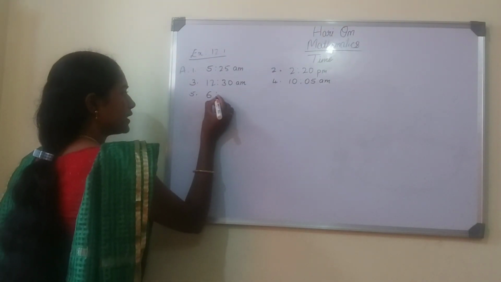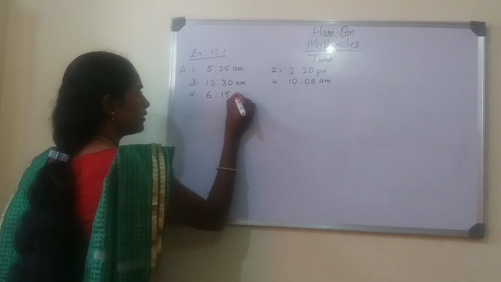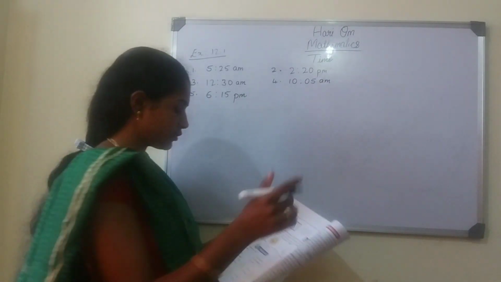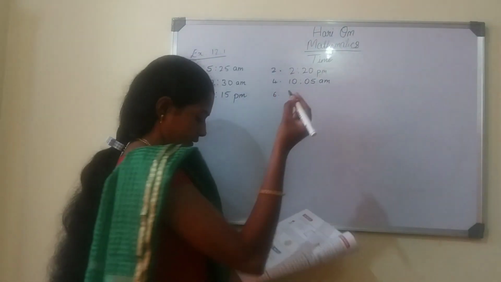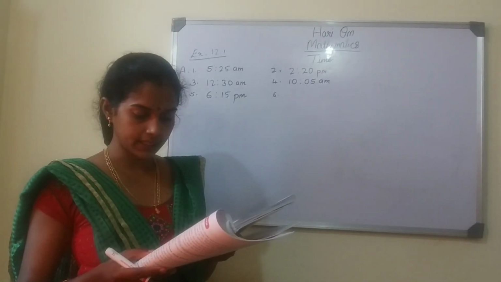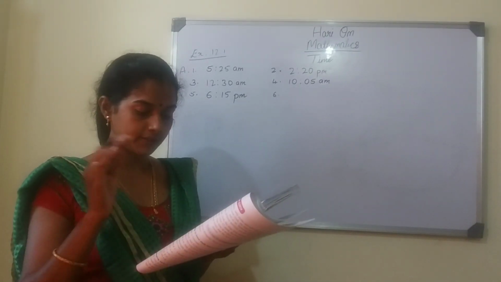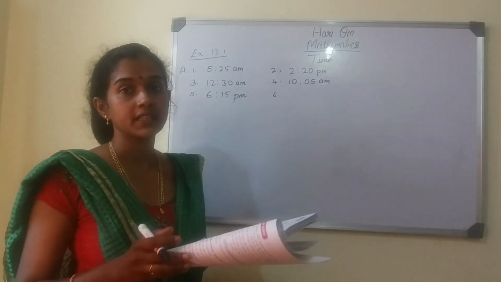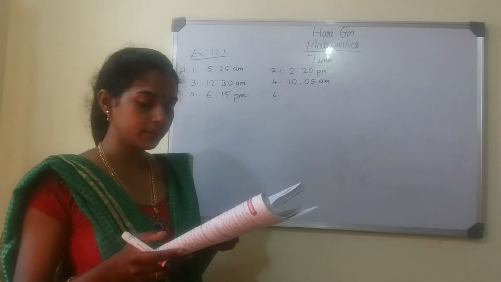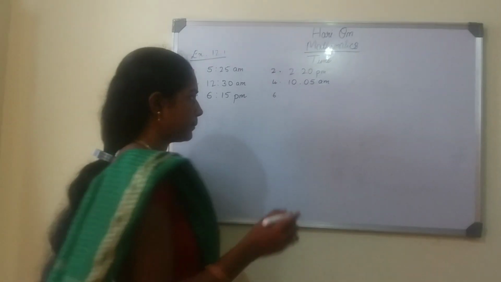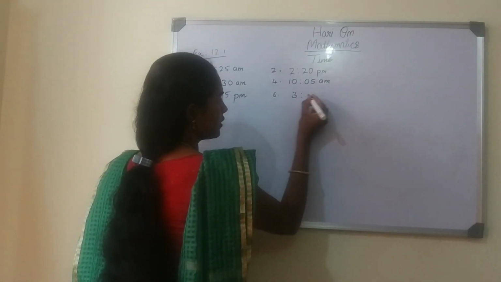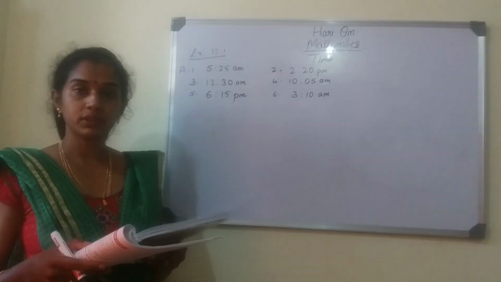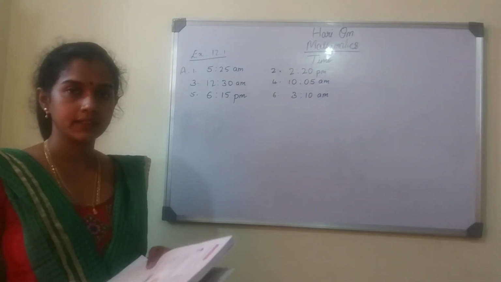So it is 6:15 PM. Sixth one, 3 o'clock 10 minutes at night. After 12 o'clock at night, whether it is 1 o'clock, 2 o'clock or 3 o'clock night, it is AM. So 3 o'clock 10 minutes at night is AM. So 3 o'clock 10 minutes AM. Copy this down in your textbook, children, and write neatly.